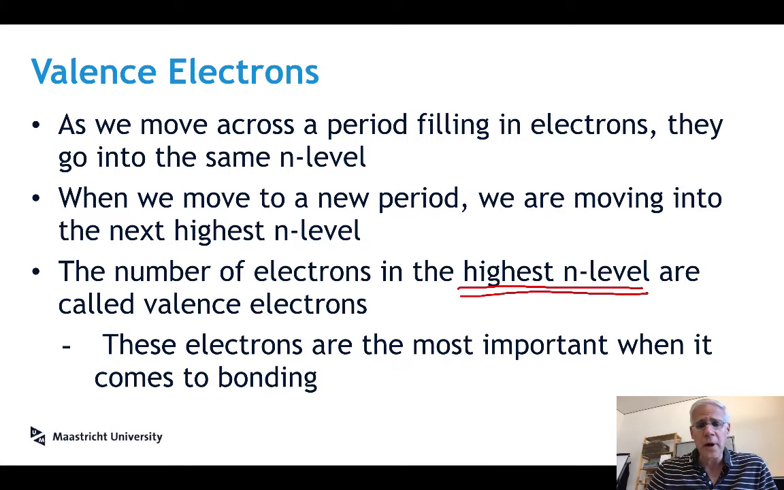The reason we're worried about those is because at the highest n level, they're the highest energy, which means they're the most unstable, and they're the most likely to either be exchanged or to accept electrons from other atoms for bonding.